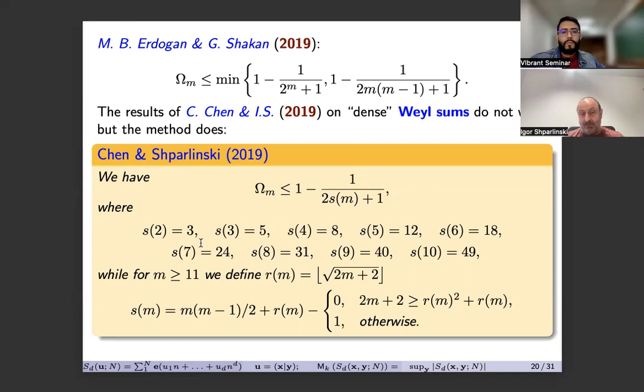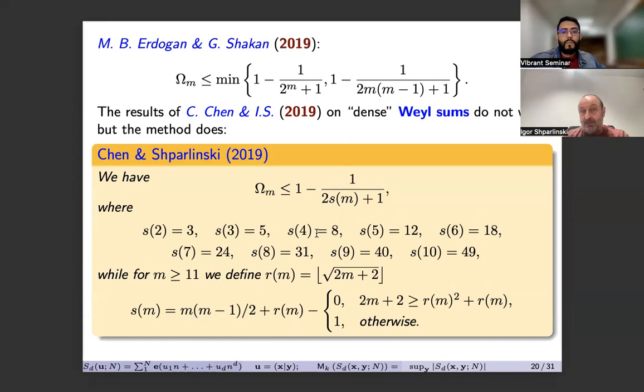And using what we can find in papers of Weyl, again, Woolley and some other people, we can take S_m to be the sequence of these numbers up to m equals 10. And then there is some kind of generic formula which tells you that S_m is m times m minus 1 over 2 plus r of m. Now, to compare this with the result, let's take a large value of m, then r of m can be ignored compared to this term.